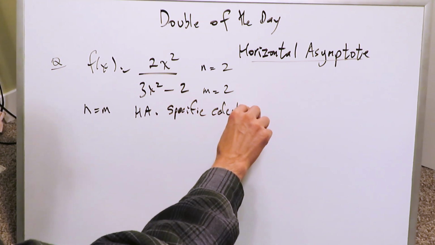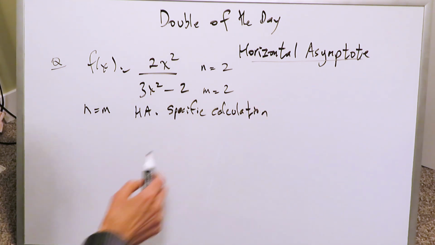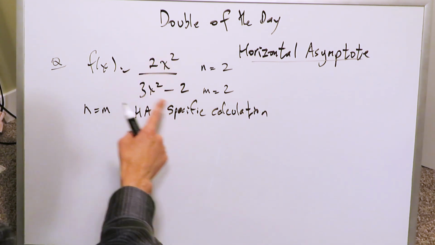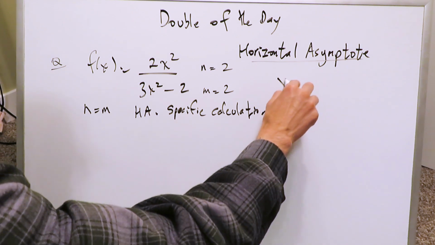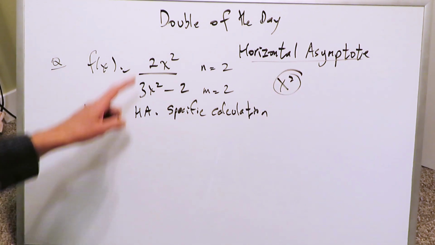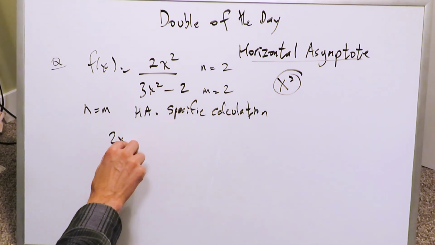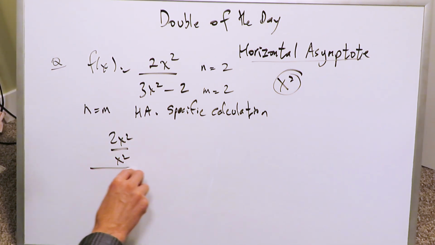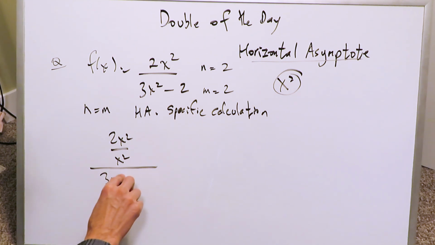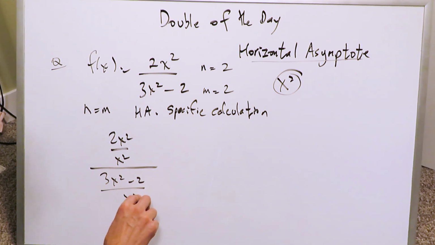What is this specific calculation? It is kind of like what I showed you in the previous question. You find the highest order degree of the variable you're seeing, and it's x squared. You divide the numerator and the denominator by that and see what happens. You're doing 2x squared over x squared. That's the numerator divided by that. Then you do the denominator by the same and see how everything plays out.